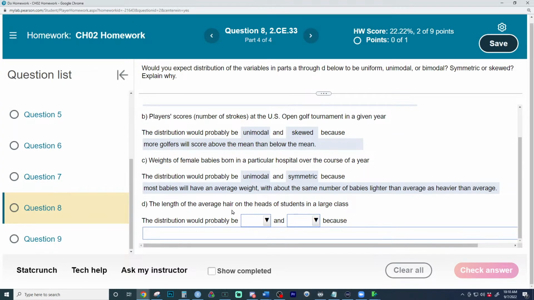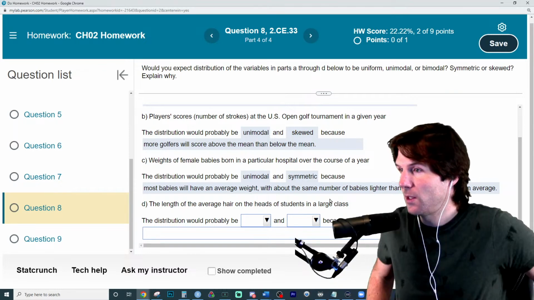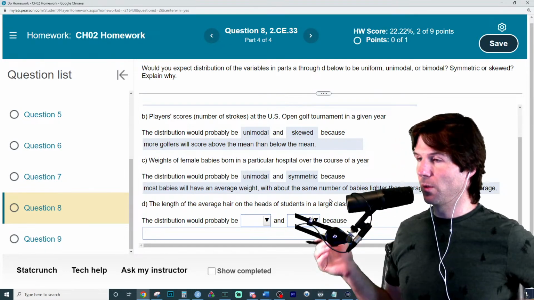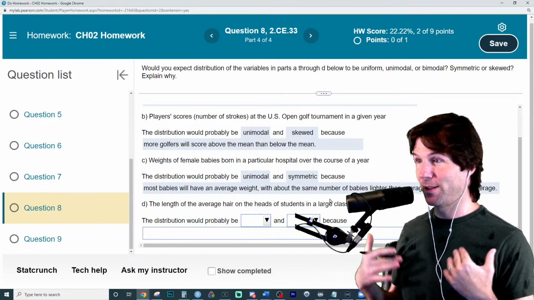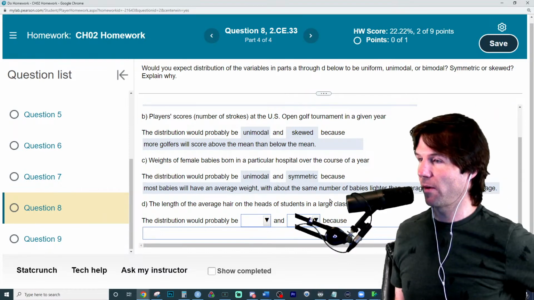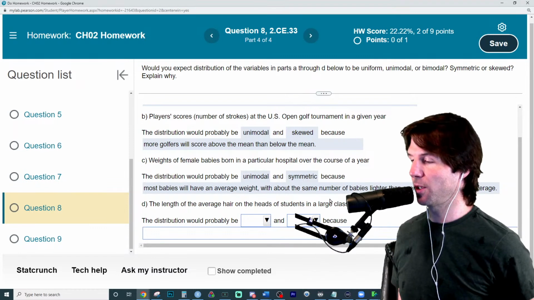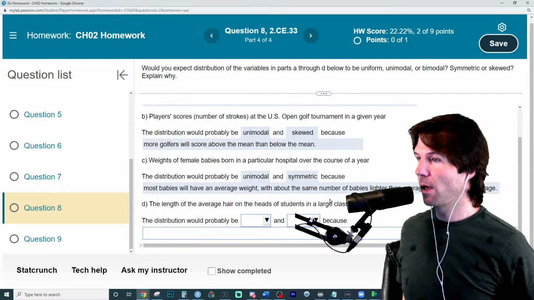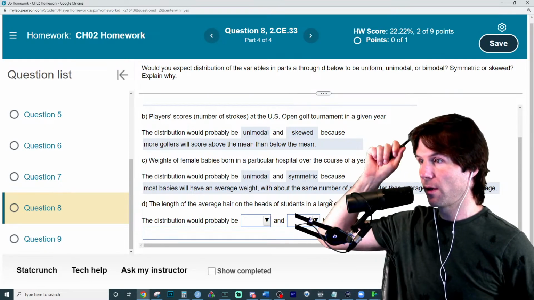The length of average hair on the heads of students in a large class. Now this one, think about this. This answer right here is very, very what, Evan? So if you went into a classroom, I know where they're going with this one, and you looked at people's lengths of hair, how many inches long their hair is, this is a very what distribution? This one's a little bit more obvious. Not categorical, so length of hair.